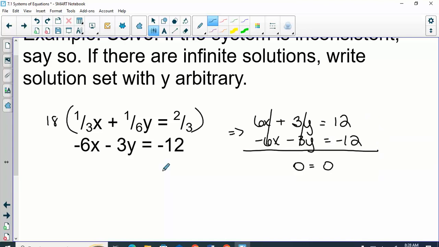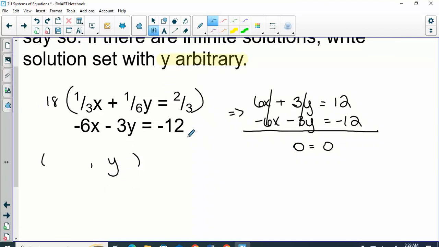So your directions will specify how to write your answer. Last year, I think you probably just wrote infinite solutions and left it at that. We are going to be more specific because it's not just every ordered pair I pick, it's the ordered pairs that fall on this line. Okay, if it says to write it with y arbitrary, that means we are going to put everything in terms of y. So our ordered pair x, y is like normal.